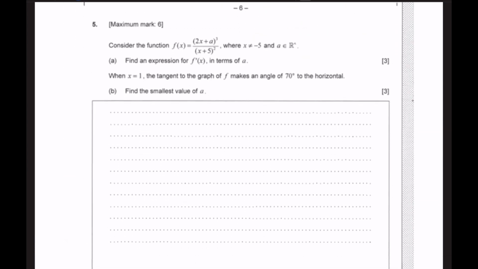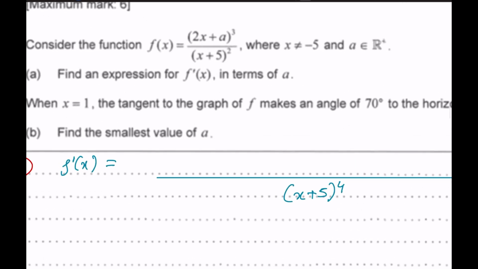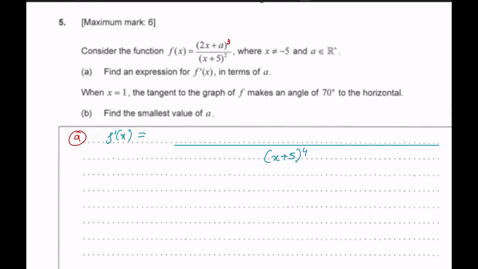Coming to question 5, we have a function (2x plus a)cubed divided by (x plus 5) squared. So we need to find f dash x first. For f dash x, we can either use the product or quotient rule. Let's use the quotient rule only. For quotient rule, the idea is I'll first square the denominator. So (x plus 5) squared, squared, would be (x plus 5) to the power of 4. I'm squaring (x plus 5) whole squared. Then I differentiate the numerator, keeping the denominator constant. If you check, this is the 3 here. Might not be clear.